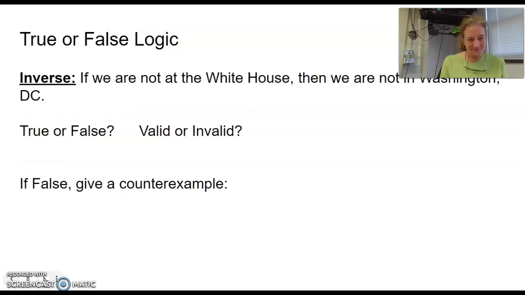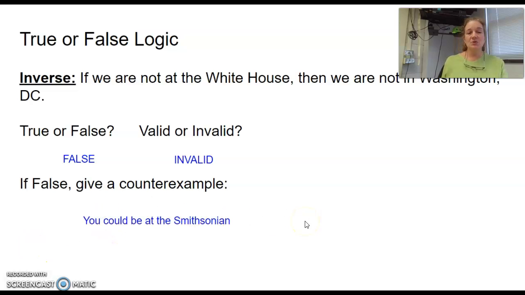All right, let's look at this one. The inverse statement. So if we are not at the White House, then we are not in Washington, D.C. Wait a second. My conditional was true. My converse was not true, right, when I flipped it. Now I'm doing the inverse. Is that true? No, that's not true. Same stinking reason, right? It's false because if I'm not at the White House, I could be someplace else and still be in Washington, D.C., right? That's invalid.